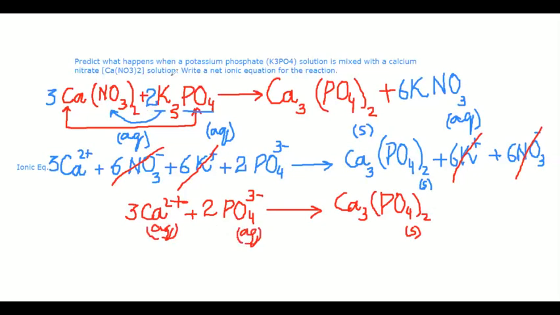So what are the spectator ions? This one is the net ionic equation. So spectator ions are K positive and NO3 minus, potassium ion and nitrate ion.